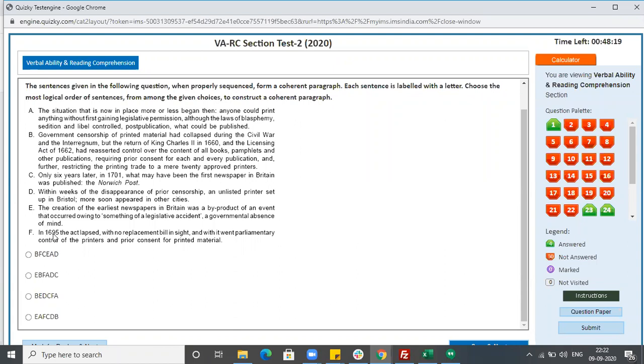Let's go to F. In 1695, here the chronological order is followed: 1660 here, then they talk about the act of 1662, and then in 1695 the act lapsed. Which act? This act of 1662. EBF, then A comes after. The situation that is now in place began then. After lapsed, EBF is a very good pair, and I would want to stick to it and mark this as the answer. 100% sure.